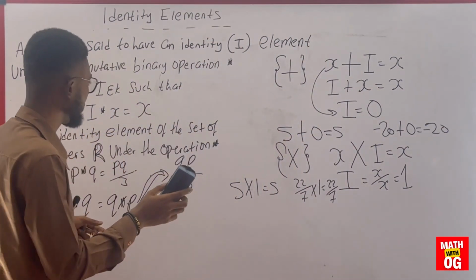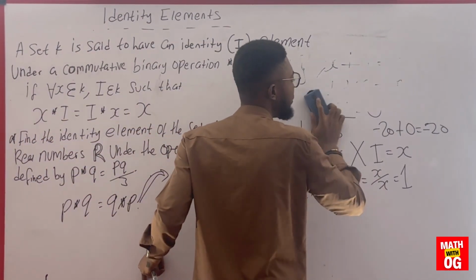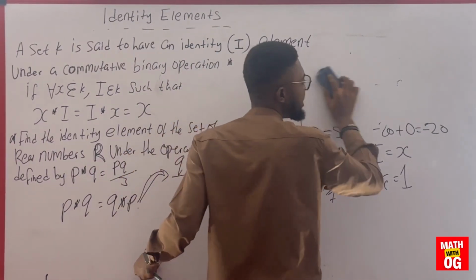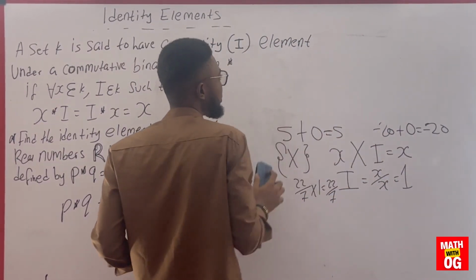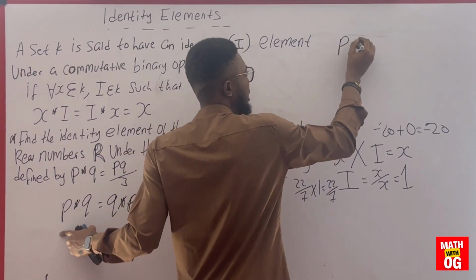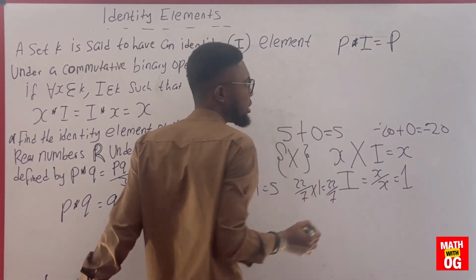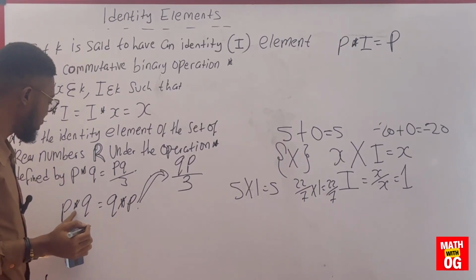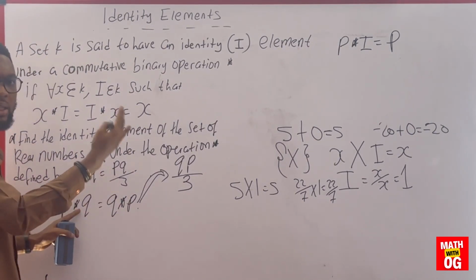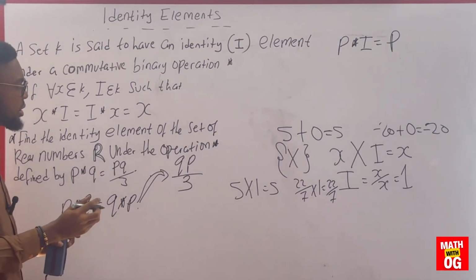We have to follow the rule that states that one of them must operate on the identity element to give you exactly the same element. So let's work with P. P here must operate on the identity element to give you P. You can also work with Q. Q must operate on the identity element to give you Q. Whichever one you work with will give you exactly the same identity element.